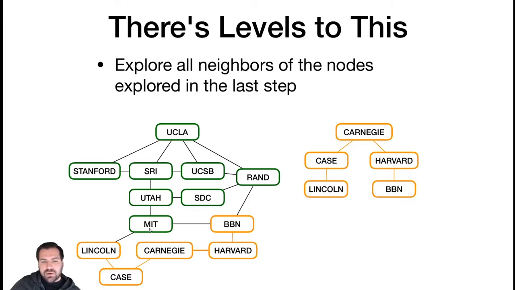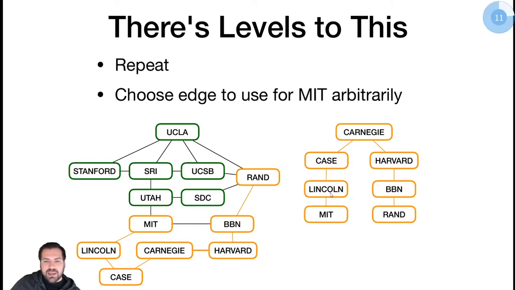The other one is going to say, oh, MIT's already visited, I'm not going there. So we have an arbitrary decision. One of these edges is going to be taken, and one of these edges is going to be thrown away. I'm going to say Lincoln happened to be first, and Lincoln ended up exploring MIT. BBN said MIT's already explored, but it did get to explore Rand to get that edge in the BFS tree.